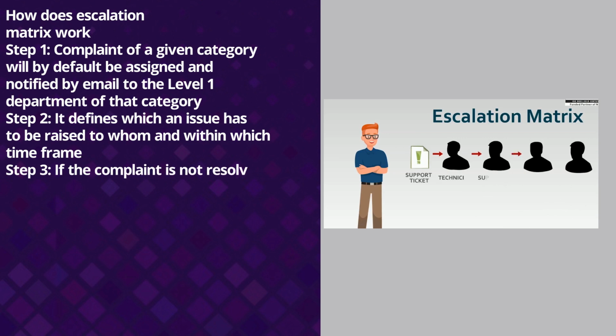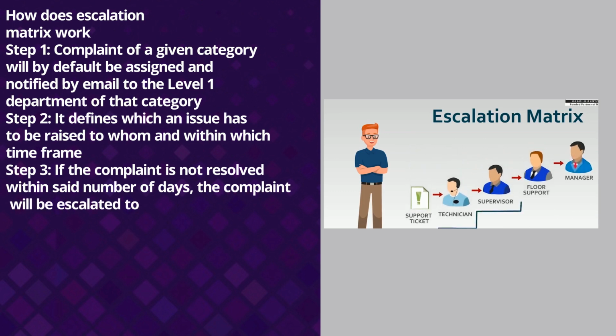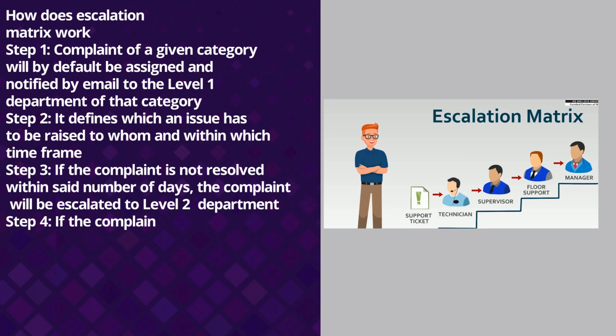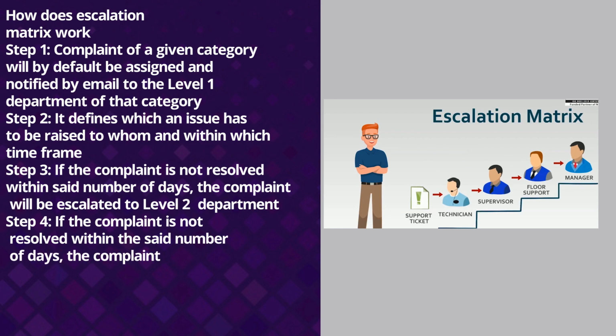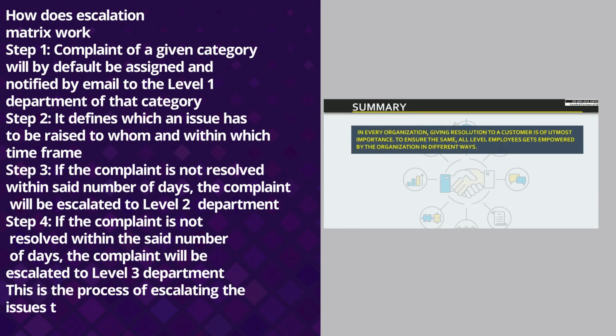Step 3. If the complaint is not resolved within the said number of days, the complaint will be escalated to the level 2 department. Step 4. If the complaint is not resolved within the said number of days, the complaint will be escalated to the level 3 department. This is the process of escalating issues to your supervisor and senior management.